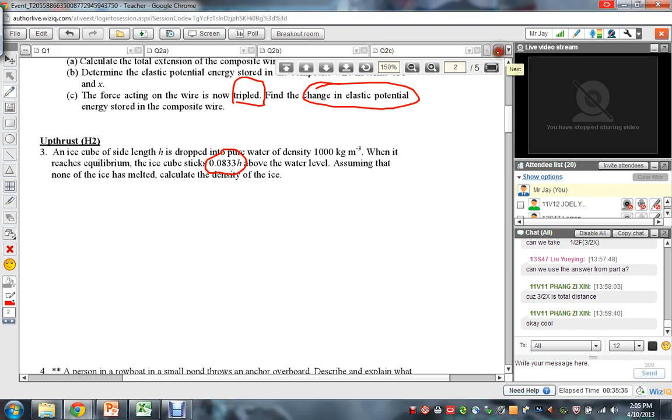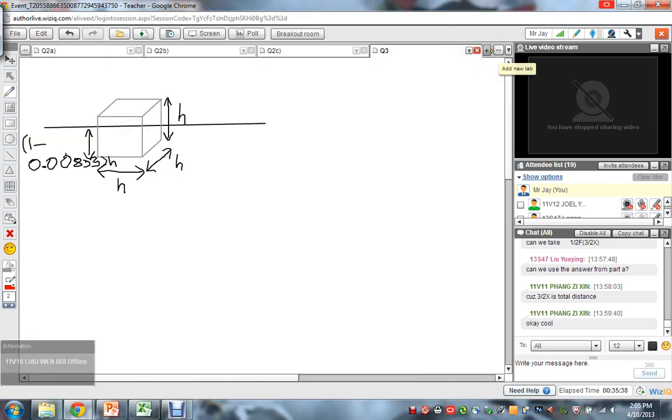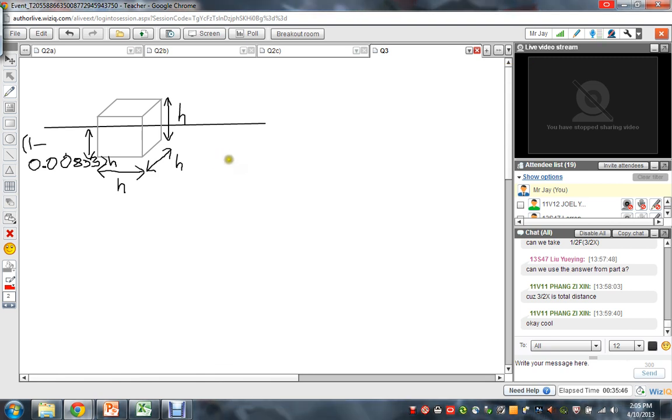Looking at question 3, I've drawn a diagram already. The sides are all H, so clearly the base area A is H square.